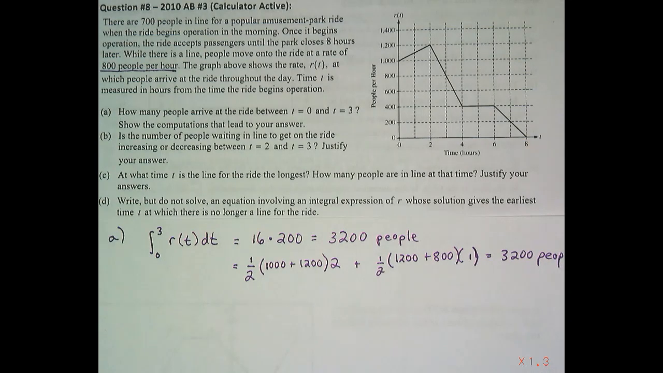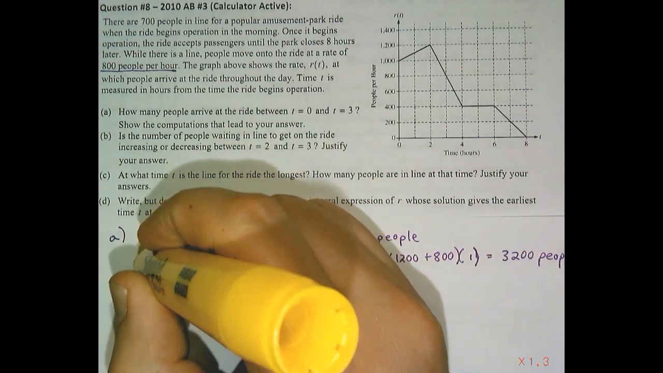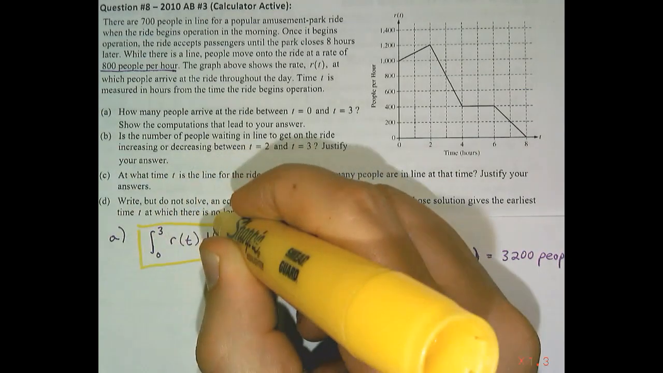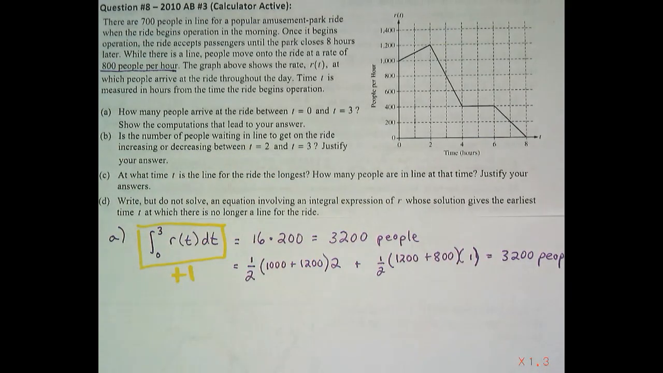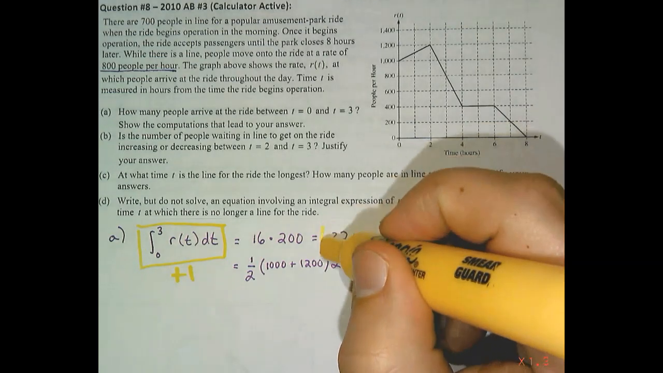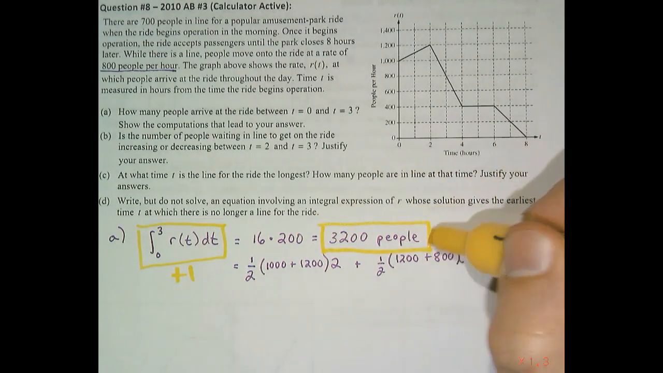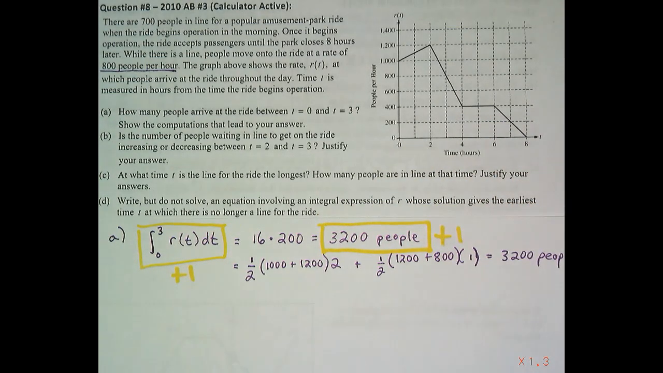Part A is worth 2 points. The first point comes from writing the integral expression that leads to the answer, and then the second point comes from answering what was the total accumulation of people into the line.